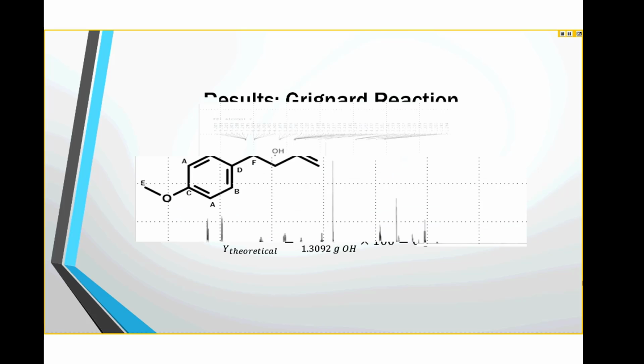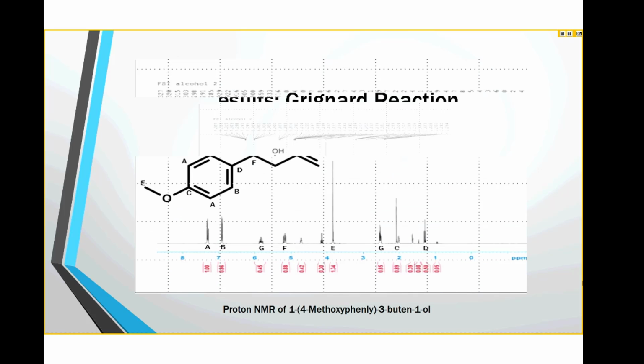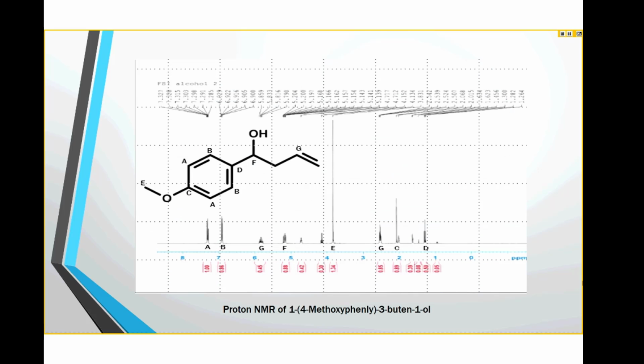And this is a proton NMR of that alcohol we made through the Grignard reaction. As you can see, these different peaks correspond to different places on that line structure for the alcohol. We use this proton NMR to basically verify that what we had actually made was the alcohol.